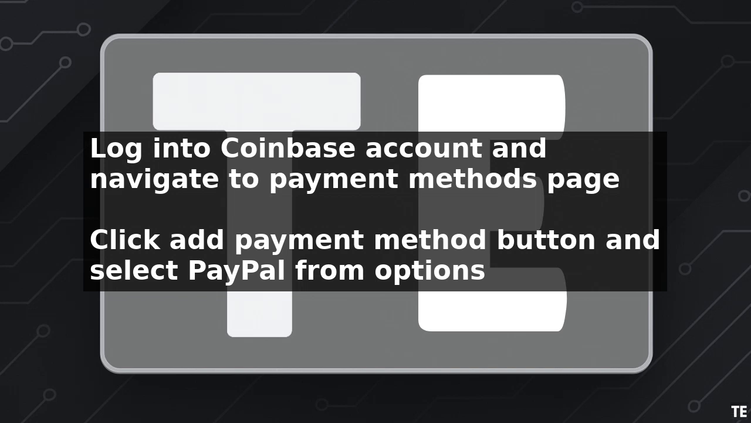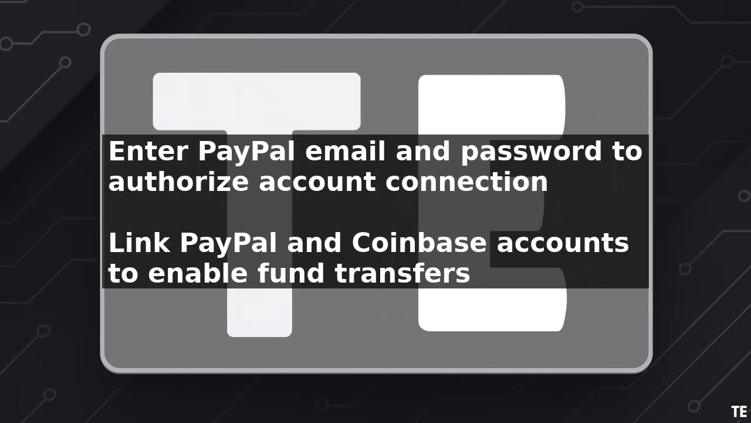You will be redirected to the PayPal login page where you need to enter your PayPal email and password to authorize the connection between your PayPal and Coinbase accounts. After linking your accounts, you will be able to add funds to your Coinbase account using your PayPal balance. Simply select the amount you want to add and confirm the transaction.